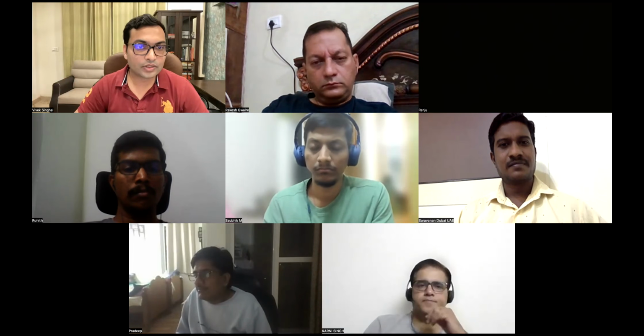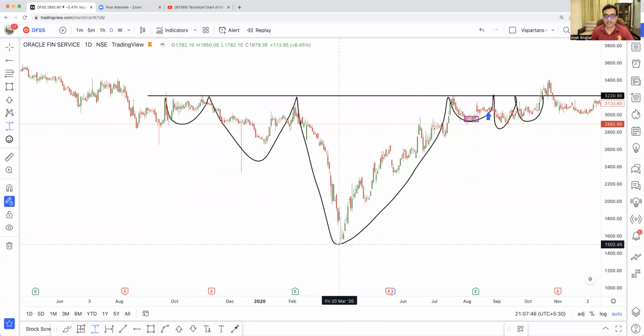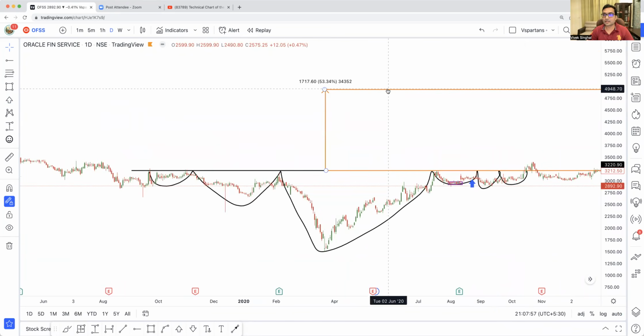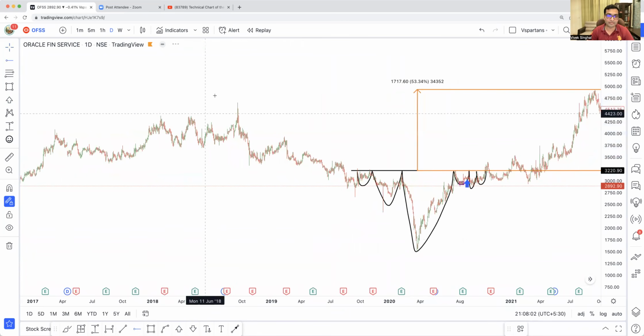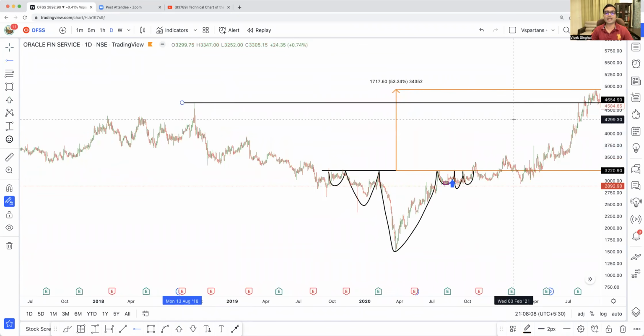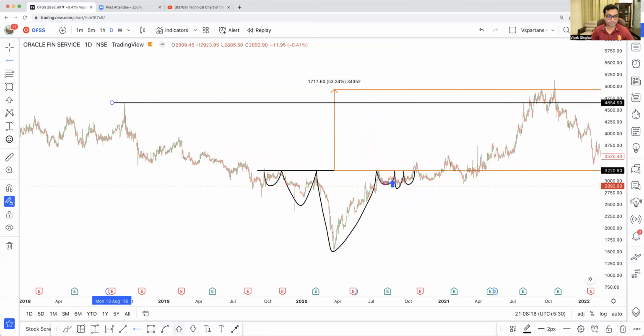So in this case, we need to measure the technical target. Technical target from the lowest level of the bottom till the neckline, and we need to plot it above the neckline. And the technical target is 4,937. Simultaneously, we need to see the lifetime high price as well. And the higher of these two will be the actual target, where we will be selling. So in this case, when the technical target is higher than the lifetime high, we will sell at the technical target itself. Means here.